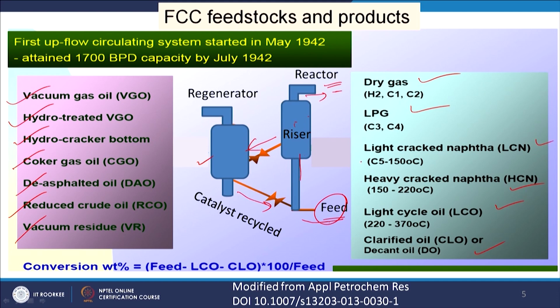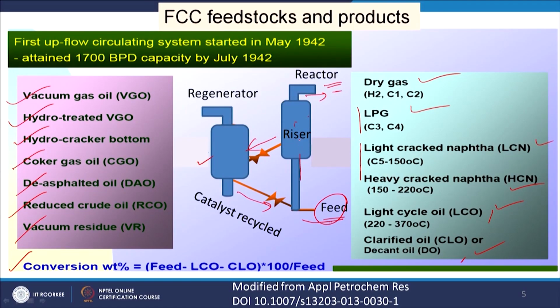When the naphtha requirement and LPG requirement is high, in that case we can explain the conversion in terms of this: how much feed we have taken minus this part, then the remaining part is here, divided by feed into 100. So, this is the conversion of this process. Now, we will see the typical conditions under which this FCC reaction takes place. Here, obviously, the catalyst and feed come in contact with each other.